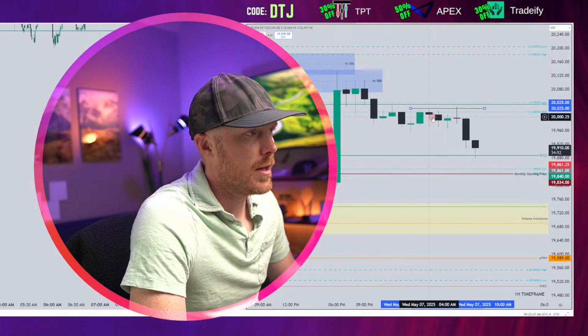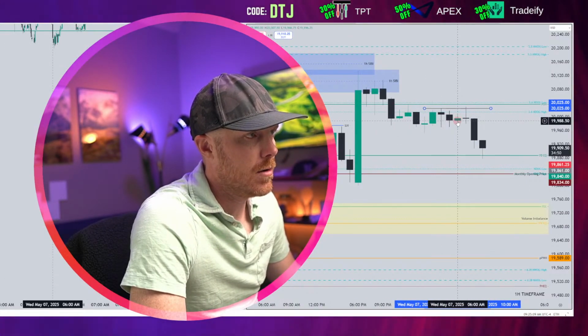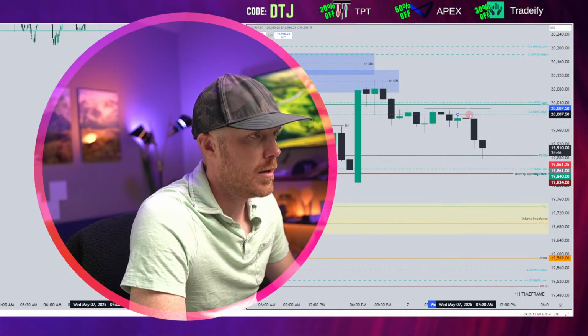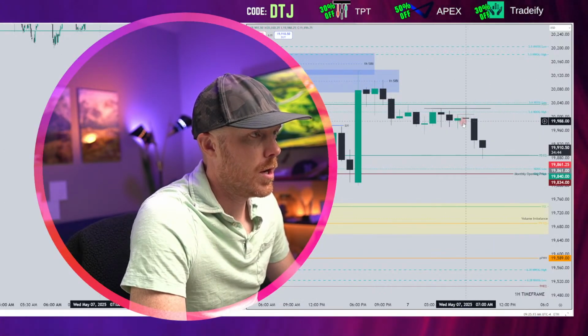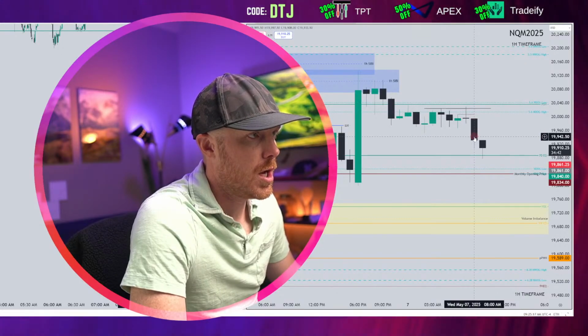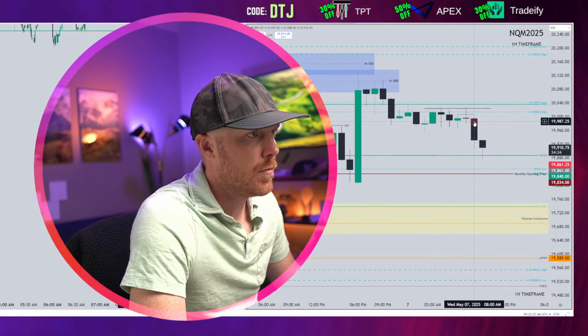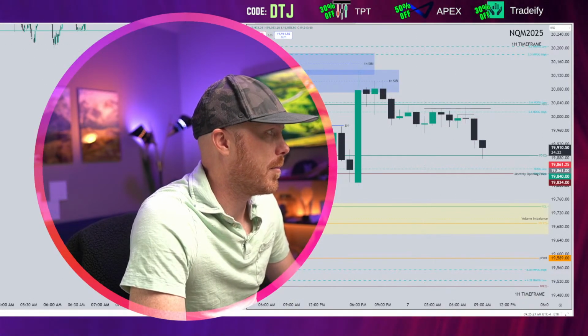Same with the hourly. The hourly has already played out. You can see the 1-hour sweep of liquidity right here. That 1 hour swept, we sold off right here. During that 8 p.m. candle, we would have looked for a 5-minute fair value gap.